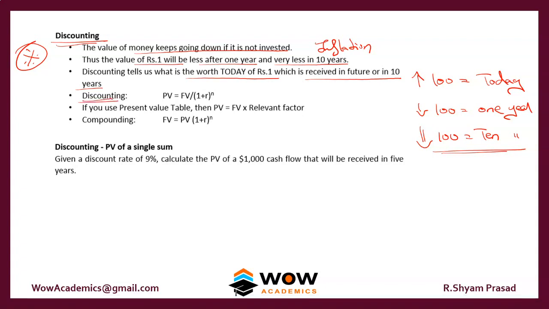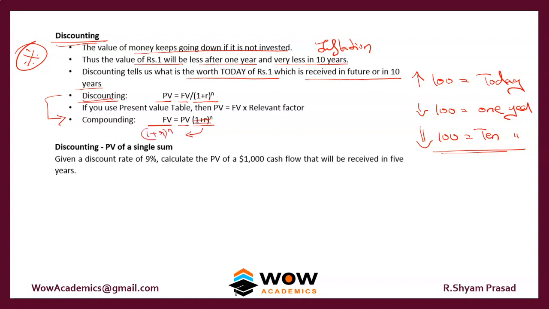If you look at the formula, present value equals future value divided by (1 plus r) to the power of n. This formula is not new, it's just the compounding formula. In the compounding formula you had future value equals present value times (1 plus r) to the power of n. So what happens is, this PV remains here, but this (1 plus r) to the power of n goes as a denominator here. So it becomes 1 plus r to the power of n.